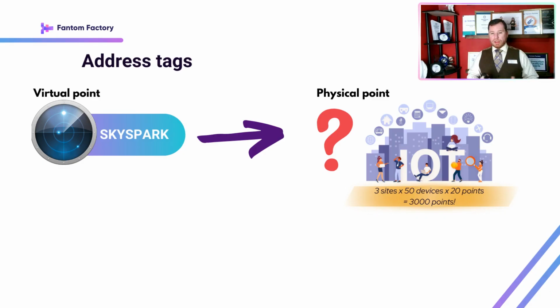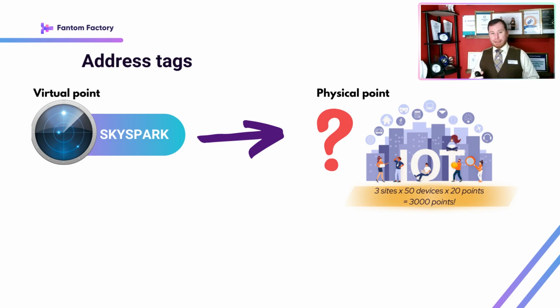When SkySpark wants a new current value, it hands us the virtual point. Now, the first thing the connector has to do is work out which physical point this virtual point relates to. May sound simple enough, but in a standard project, you may have 3 sites with 50 devices each, and on each device you've got like 20 points. So that means your virtual point could be any one of, say, 3,000 points in the real building.